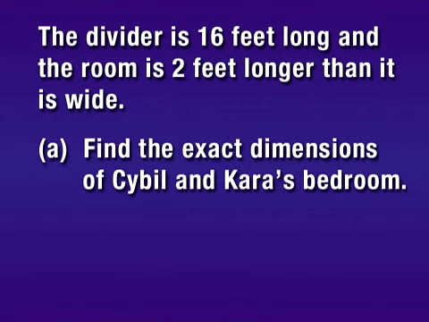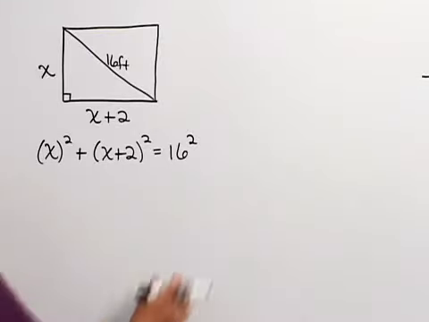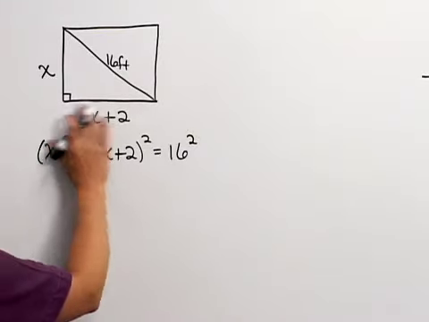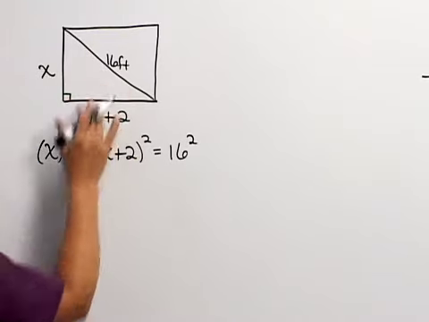Find the exact dimensions of Sybil and Kara's bedroom. Approximate these dimensions to the nearest tenth of a foot. Here's a diagram of their bedroom. The length is 2 longer than the width here, and the diagonal is 16 feet.